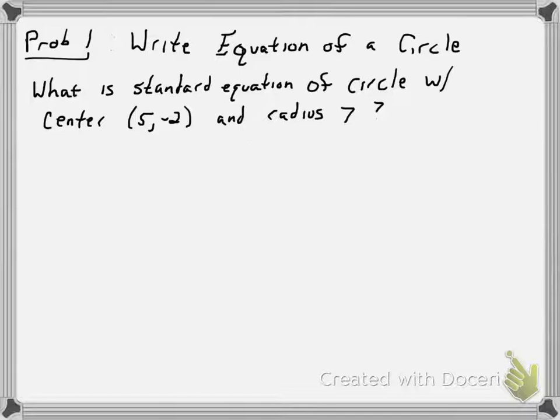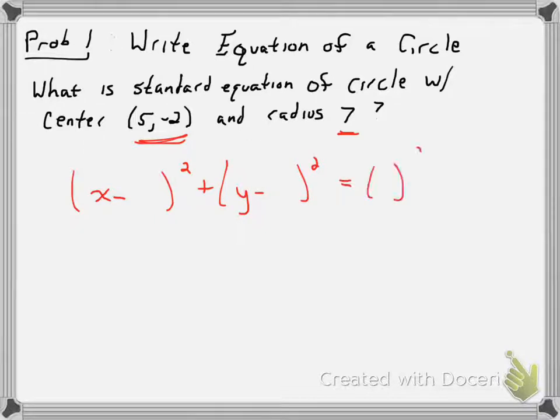So problem 1 talks about writing an equation of a circle. What is the standard equation of a circle with center at (5, -2) and a radius of 7? So again, we're using that (x - something)² + (y - something)² = radius squared. So we're just filling that in. Now x - h, well, the x coordinate in this point is 5, so that goes there. That's my center. The y coordinate is -2, that goes right there. Okay, and then 7 goes there.